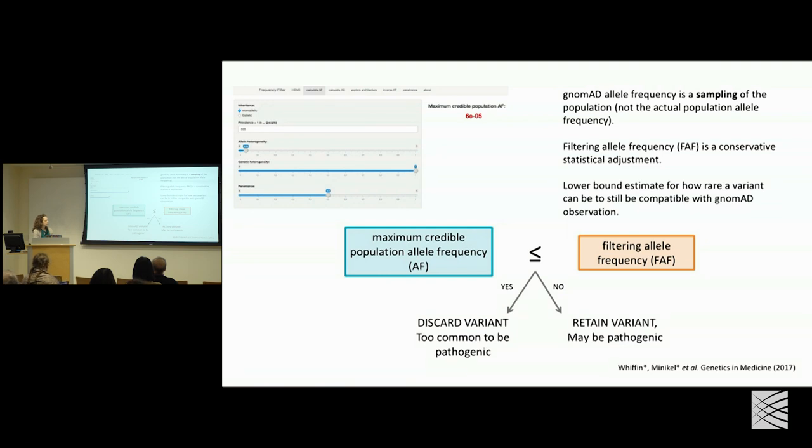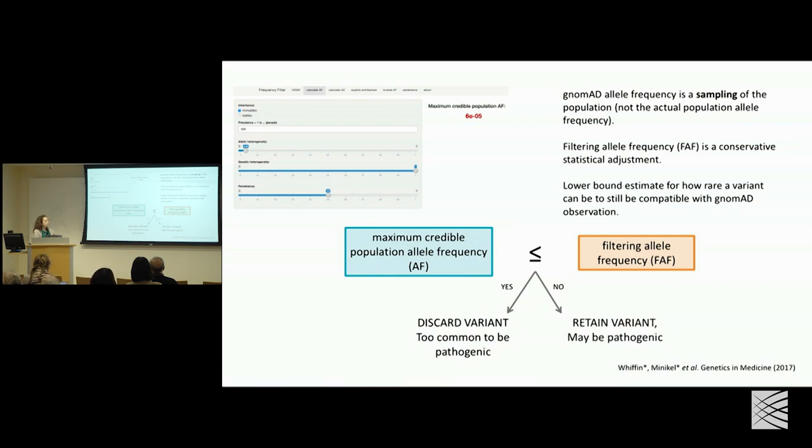If the filtering allele frequency is larger than the maximum credible population allele frequency, then you're going to discard the variant. It's too common to be pathogenic. And if this is not true, if the maximum credible population frequency is larger, then you're going to retain the variant. It could be pathogenic. This is just a filtering step. There are other things you're going to be doing, but this is the filtering step.